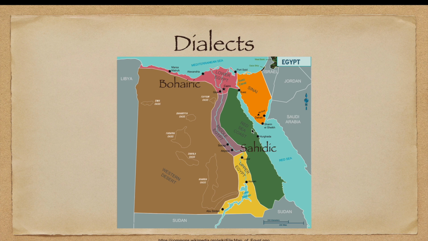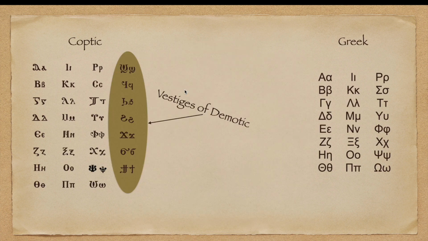On the other hand, if you're like me and you're just trying to understand the prayers in church, Bahiric is the way to go, because Bahiric was used in all of Lower Egypt, and the Coptic Church was founded in Lower Egypt. So Bahiric is what's used.